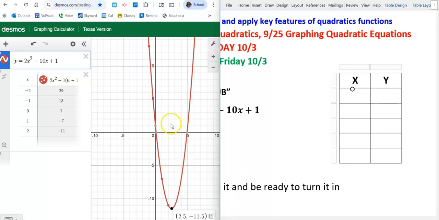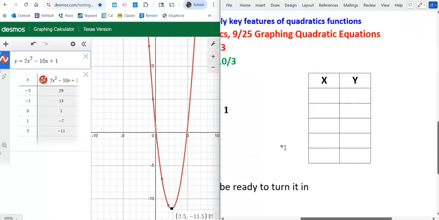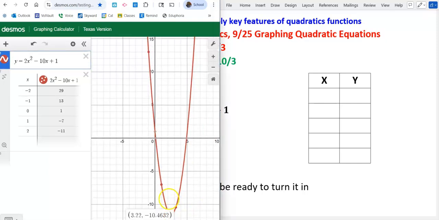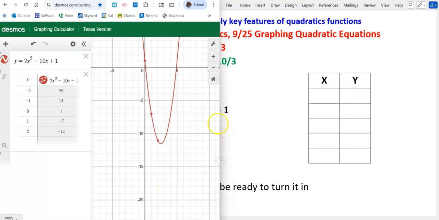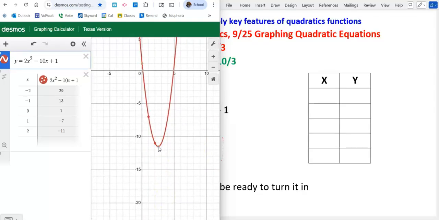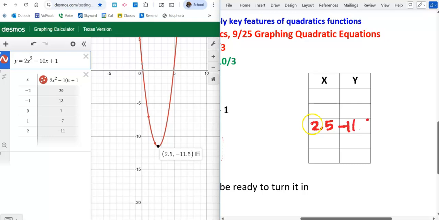Okay, so in the middle here, I want to write 2.5, comma, whatever. Oh, let me plug in. All right, here we go. So that when I click on the vertex, do you see how? Let me move this up. When you click right here, it tells you the vertex is 2.5, negative 11.5. I don't know why it looks crazy, but oh well.